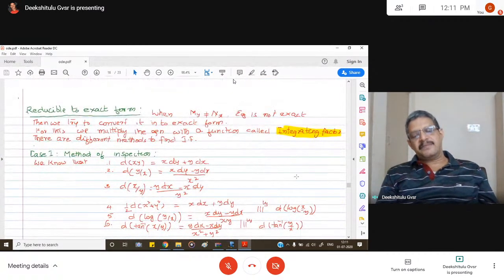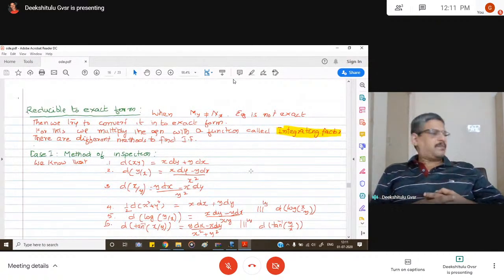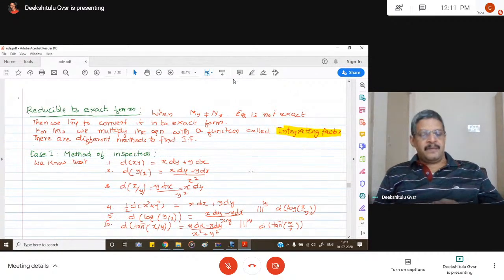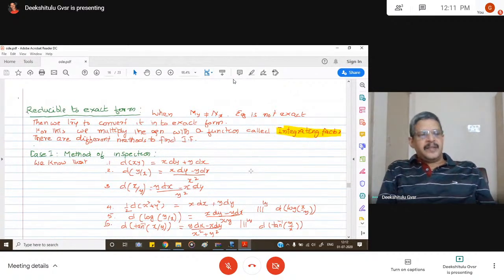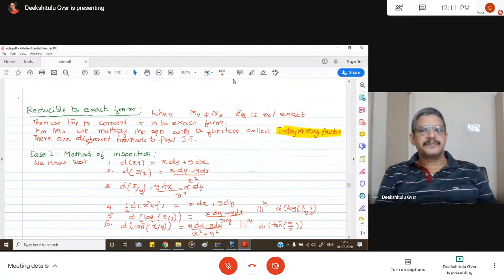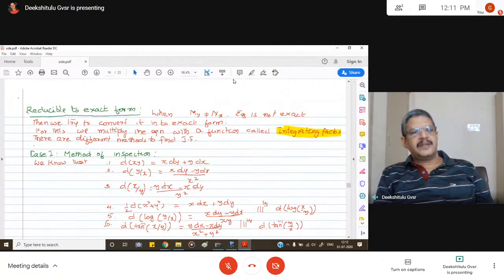So once you have an exact equation, that is dou M by dou y is equal to dou N by dou x, you can find the integral using the formula. When the equation is not exact, then try to convert this equation into an exact equation. How? When dou M by dou y is not equal to dou N by dou x, the equation is not exact, then we try to convert it into the exact form.